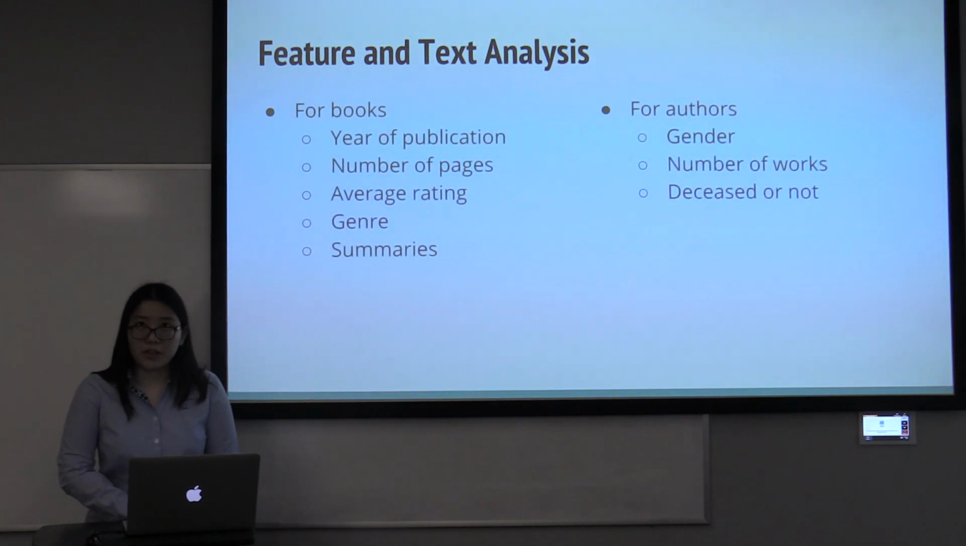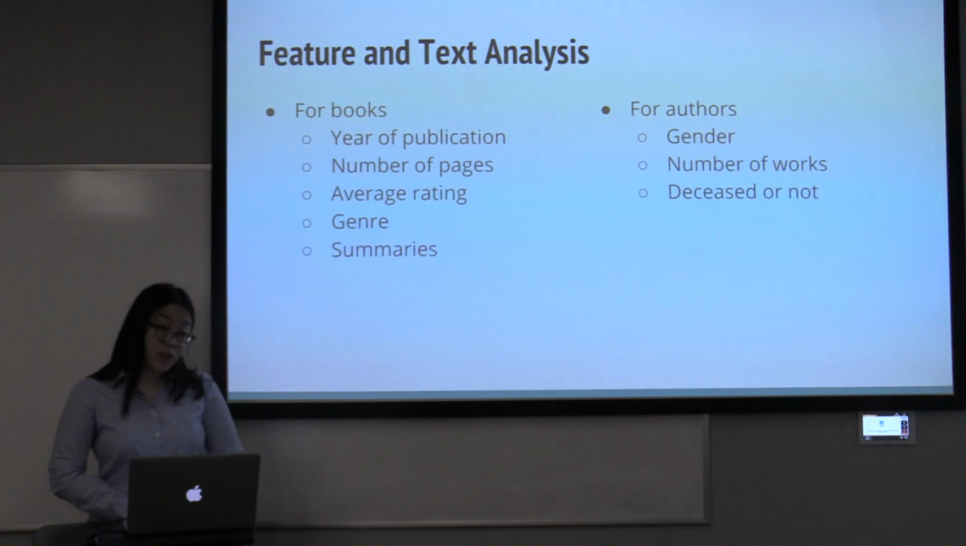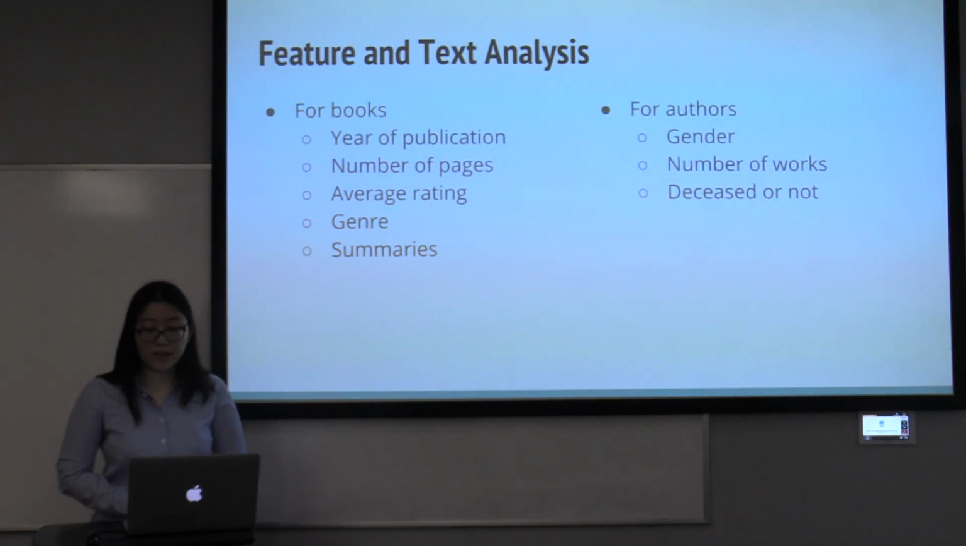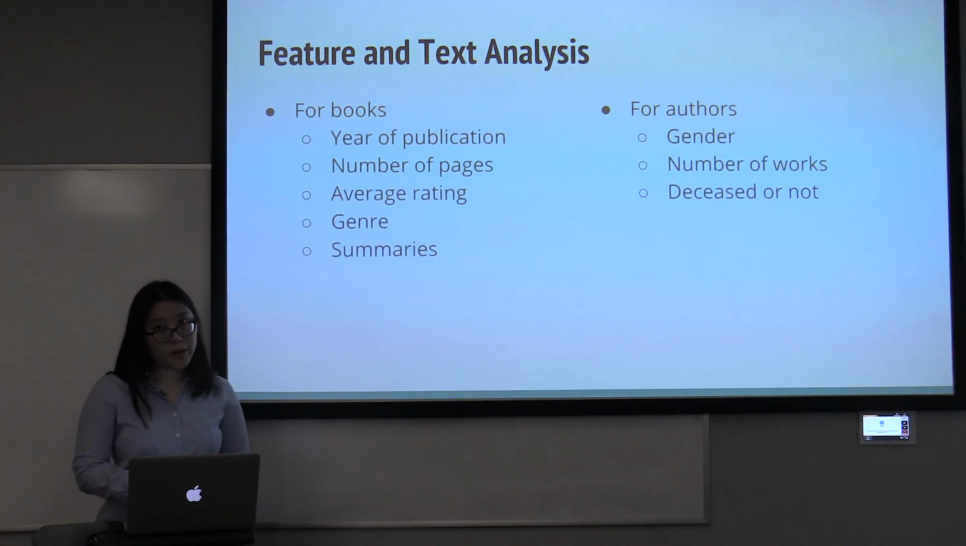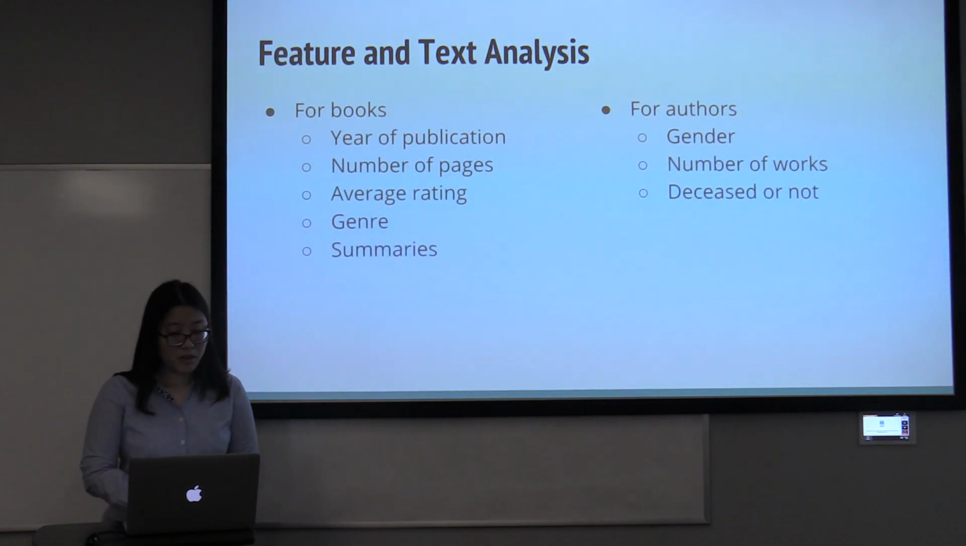Among the information I was able to collect were features such as the year of publication, the number of pages, and even something about the authors, such as gender and the number of works they have done. Regarding the summaries, the approach I took for analyzing them was splitting the summaries into words, filtering out the most common words, and then converting them into a matrix of features to be analyzed with the rest of my categorical features.